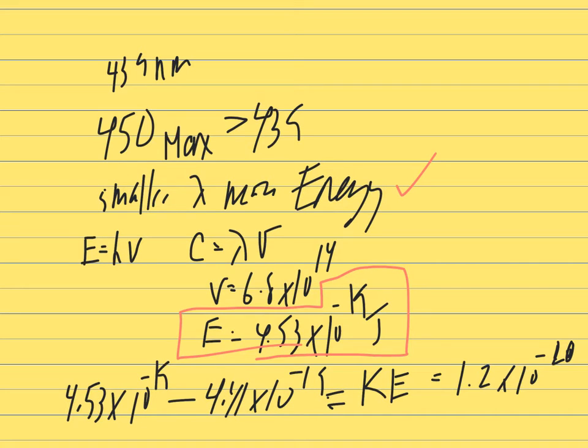When an electron is given off, the kinetic energy of the electron is equal to the difference between the work function, how much energy it takes to remove an electron, and the energy of those photons. So I subtracted 4.41 times 10 to the minus 19, which is the work function, from the energy of this specific light wave having a wavelength of 450, and the difference is about 1.2 times 10 to the minus 20th joules. That's the kinetic energy of the electron as it leaves.